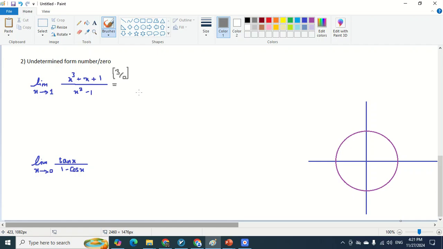So in this case we should calculate the limit in two cases. One is the case that x tends to 1 from the right side, and the other one is the case that x tends to that number, or over here 1, from the left side. And for each side you should decide about the sign of 0.